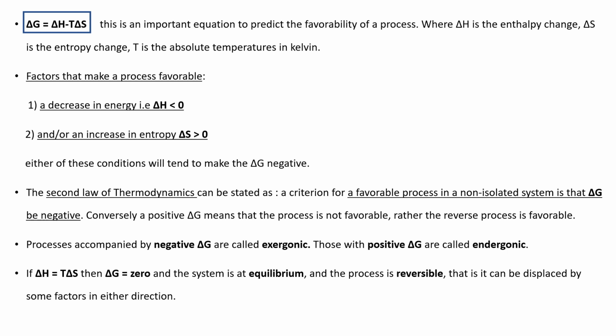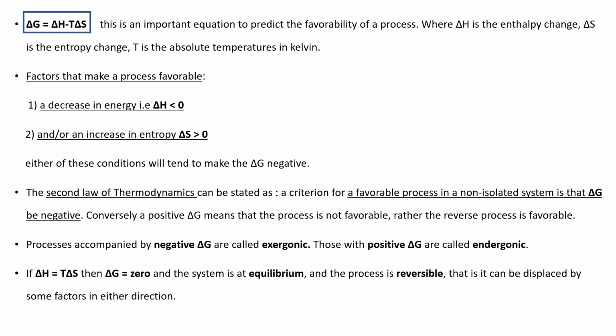The second one is the increase in entropy. The increase in entropy will make the term T delta S a big value, so that it contributes to making delta G more negative. Either of these conditions will tend to make delta G negative. The second law of thermodynamics can be stated as a criterion for a favorable process. In a non-isolated system, a favorable process is one where delta G will be negative.